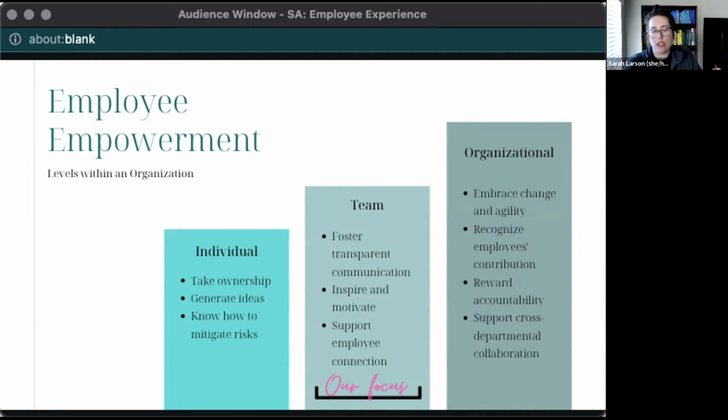So the 3 levels of employee empowerment, as you see here in the workplace, can happen on different organizational levels. This is the most common kind of segmentation that we've seen in research. So number 1, empowerment on the organizational or community level.